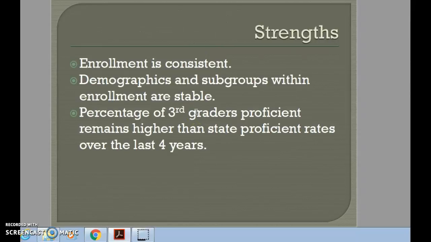As far as the strengths go that we can see from the data that we've looked at, our enrollment has stayed pretty consistent over the last 4 years. Our demographics and our subgroups within that enrollment have been pretty stable. The percentage of our third graders who are proficient remains higher than state proficient rates over the past 4 years.